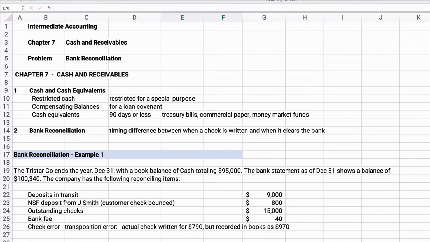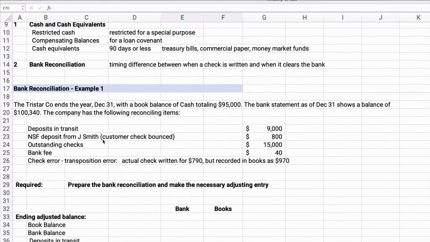All right, the bank reconciliation is what we have to do with our bank account because we write checks and there's a timing difference between when checks are written and when they clear the bank. Also, other events like deposits or fees or whatever. So let's do a couple of quick examples of a bank reconciliation.